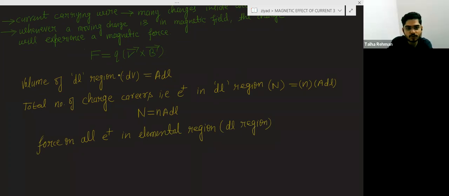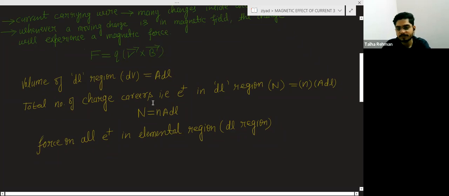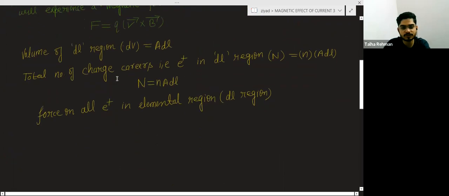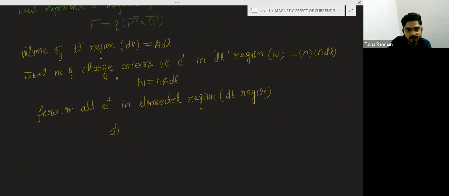And this force on all charge carriers will be very, very small, because this region is very small. So the charge carriers will be few, and the force will also be small. So this small force will be represented by dF, and this will be equal to charge.